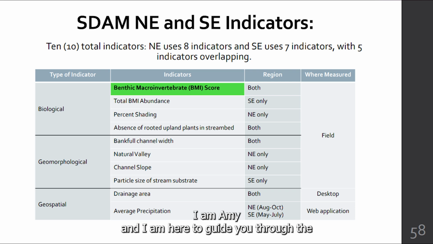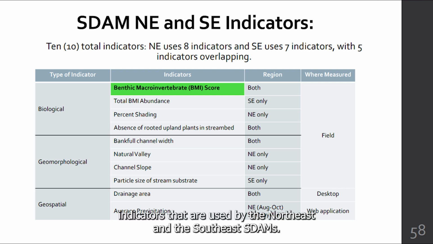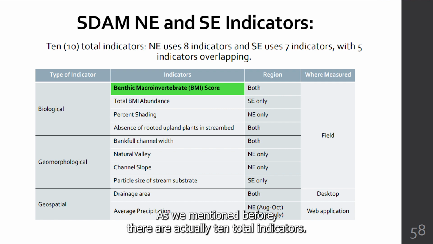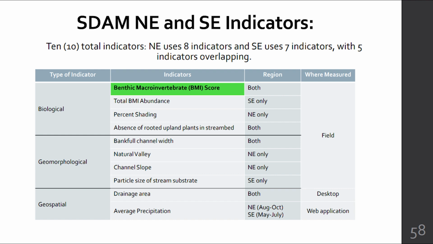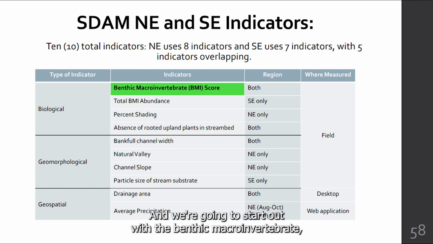I am Amy, and I'm here to guide you through the biological and geomorphological field indicators that are used by the Northeast and the Southeast SDAMs. As we mentioned before, there are actually 10 total indicators. The Northeast uses 8 of these, and the Southeast uses 7, and 5 overlap. We're going to start out with the benthic macroinvertebrate or BMI score that is used in both regions.